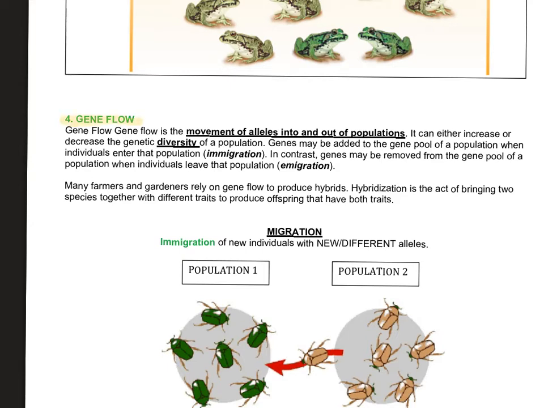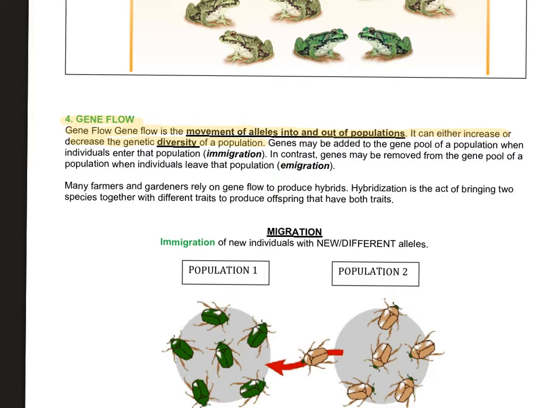There we go. So gene flow is the movement. Here you go. This is what you need to write down. Gene flow is the movement of alleles into a population. It can either increase or decrease genetic diversity in a population. There's your answer for that. Those two sentences right there are your answers for your notes.